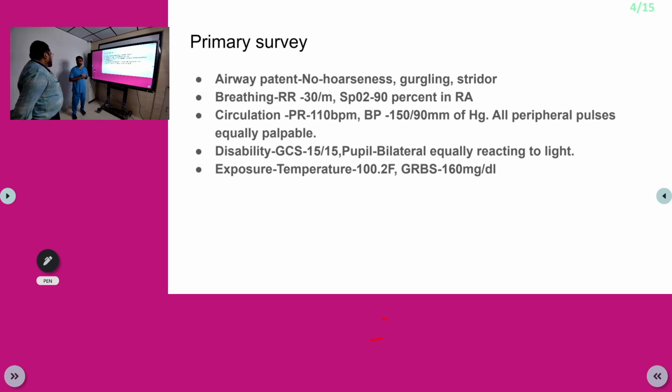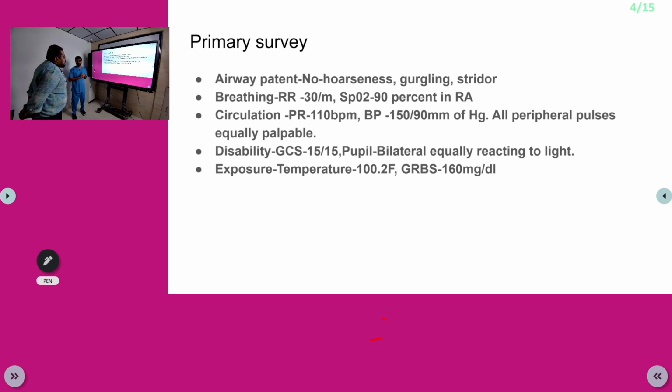Then which will be the other category of patient? Acute stroke patient, where we want to avoid hyperthermia. So these are the classical indications where you can give IV paracetamol. These are the conditions where IV paracetamol you definitely need to give.